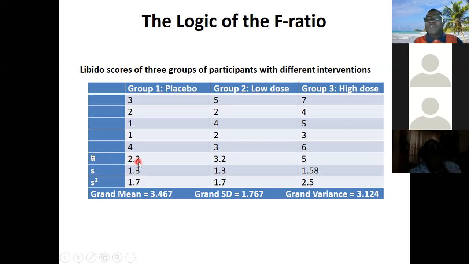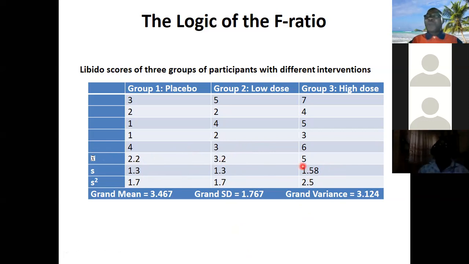The mean, the average libido for placebo is 2.2. For low dose 3.2. For high dose is 5. That's average. Look at their standard deviation 1.3, 1.3, 1.58, and look at their variances. Then we now have the grand mean. Now, you can see we have mean for each of the 3 groups.